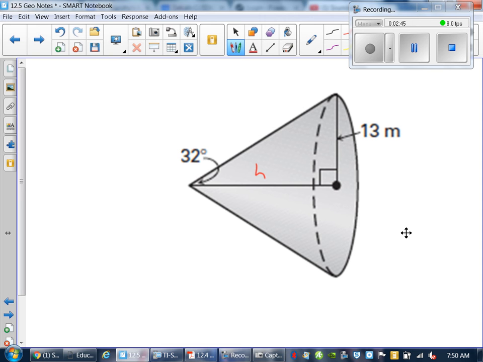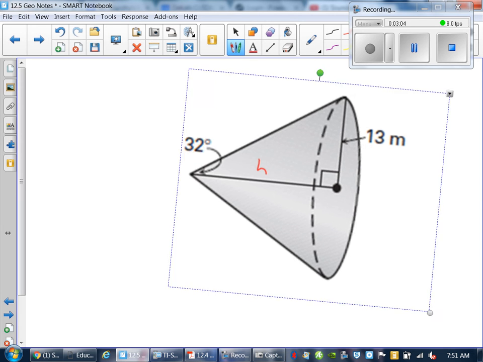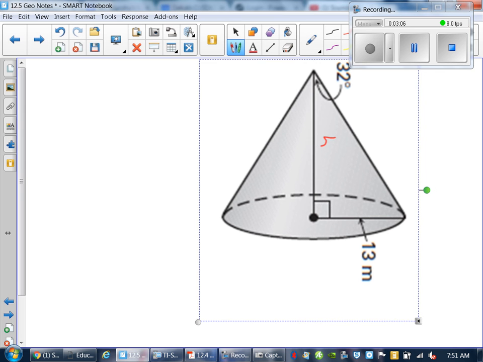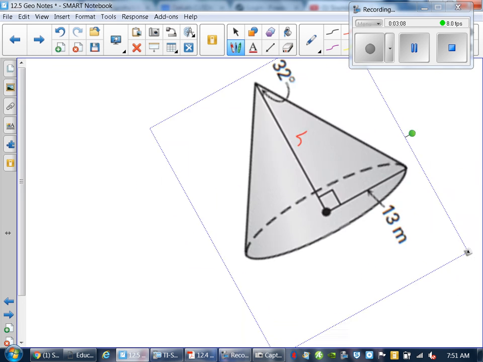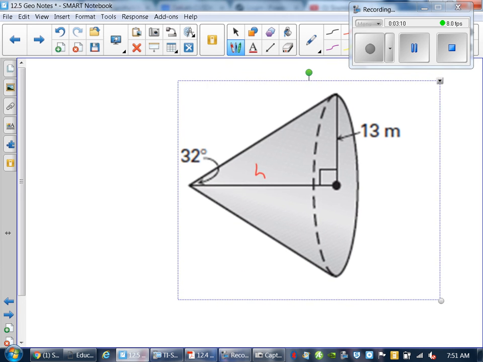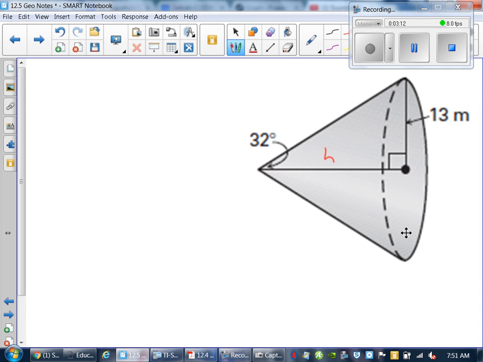What's different here is that you are given an angle at the peak. So if you look at it, you have to use what trig function to figure out that other leg? Tangent. Very good. I have to use tangent to figure out the vertical height of this one. Remember, cones don't always have to be standing upright, they could be sideways, so this is still technically the height there. So we have to use tangent.